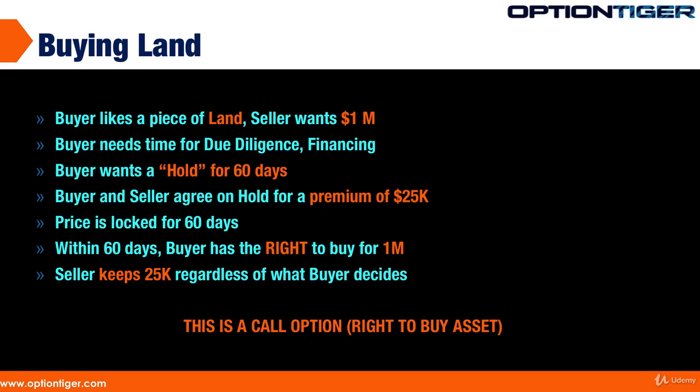And within 60 days, the buyer has the right to buy this land for $1 million. Seller keeps the $25,000 regardless of what the buyer decides to do. In simple terms, this is a call option. So this is the right to buy an asset, which is the land, for $1 million within a certain period of time, which is 60 days, and for a certain price, which is $1 million. And in return for this right, the buyer pays a premium of $25,000. This is exactly what a call option is. It's a very, very simple example of a call option.